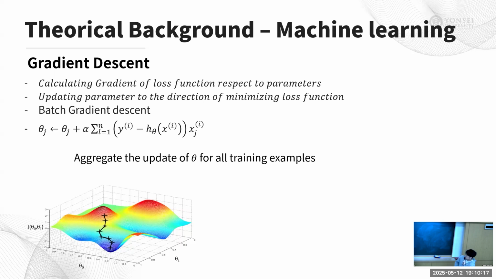And as you can see in the graph there, we have a large number of data sets, and we are going to find the minimal value so that we could get the minimal result by using the gradient. And there are lots of kinds of methods using this gradient, and one of them is batch gradient descent, which is aggregating the updates of the parameterized value set for all training examples.